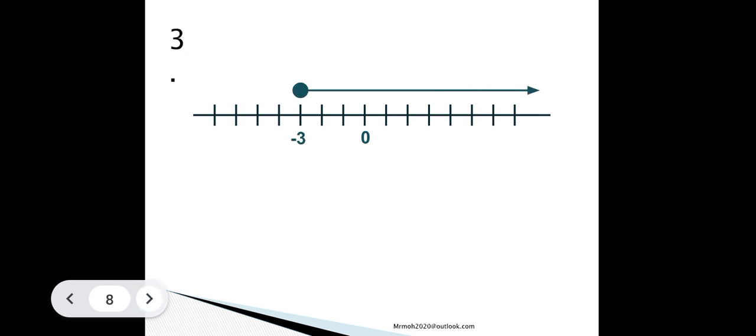Let's look at another question. This is facing the right hand side and it is shaded. It means it is greater than, since it faces the right hand side. It is shaded, which is a solid dot. Then we look at what value we have there: -3. So this simply means that x is greater than or equal to -3.